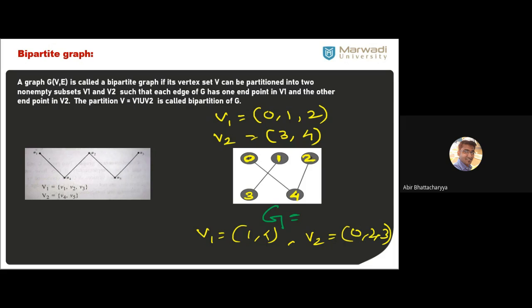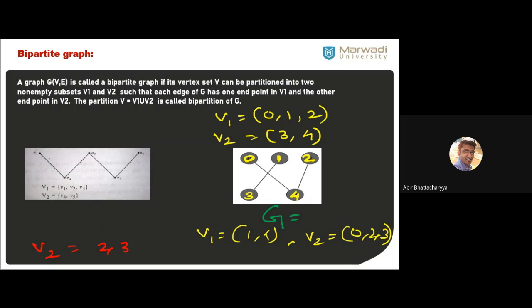You make one partition 0, 1, 4. Very good. So we can write another partition: 0, 1, 4, and V2 equals 2, 3. It is a partition, right? 0, 1, 4 and 2, 3: not possible, yes. 0 and 4 are connected. So it is not possible.